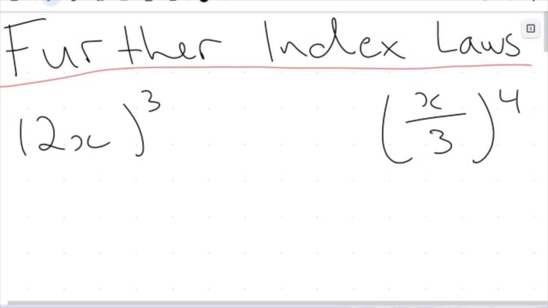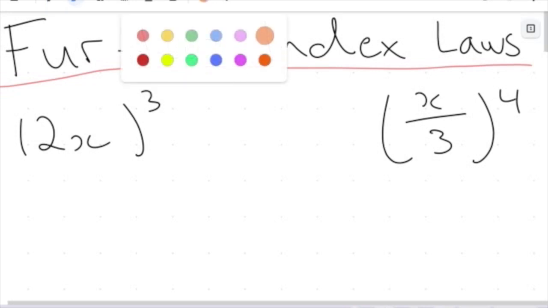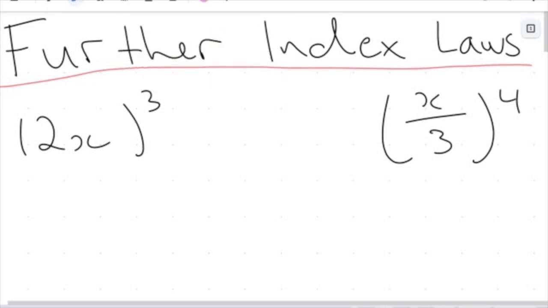Now, indices we have touched on quite a bit before when we've been talking about the index laws in previous years. So in this video, we're going to be looking at further index laws, any differences or similar patterns that we notice when we have different types of index laws being applied. Here we have a product of two numbers, all to some power, and the division of two numbers, or fractions, to some power.